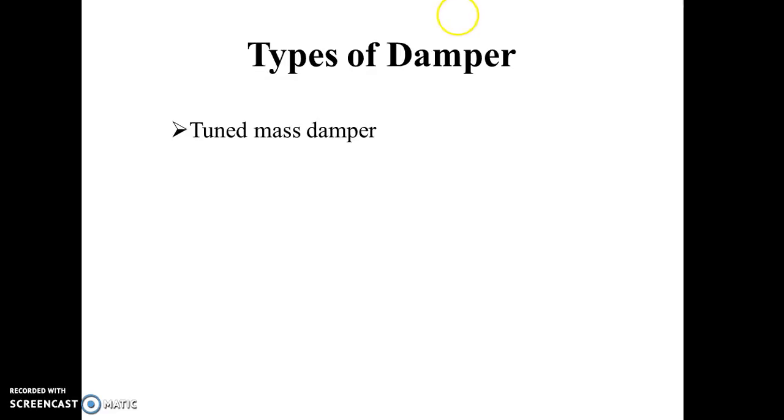This tuned mass damper is a pendulum type, a ball attached with a stick, like a pendulum. When wind force is acting from the left side, this pendulum moves towards the right, which creates a balancing force on the opposite side, and it creates the balancing of the building.